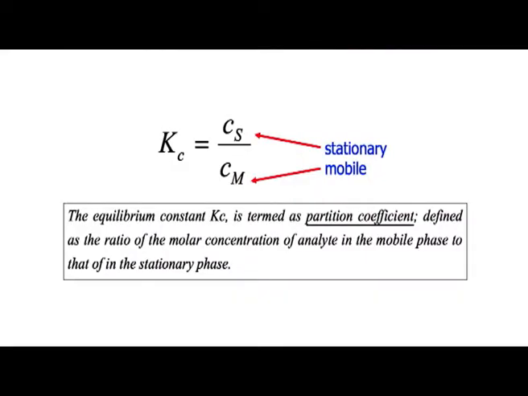For the equilibrium between these two phases, the relation can be given by a simple equation, the equilibrium constant Kc, where Kc is equal to Cs divided by Cm. Cs is the concentration of the analyte in the stationary phase and Cm is the concentration of the analyte in the mobile phase. It is just like a simple distribution between these two phases. The equilibrium constant is termed the partition coefficient, which is very important in chromatography. It is defined as the ratio of the molar concentration of the analyte in the mobile phase to that of the component in the stationary phase.